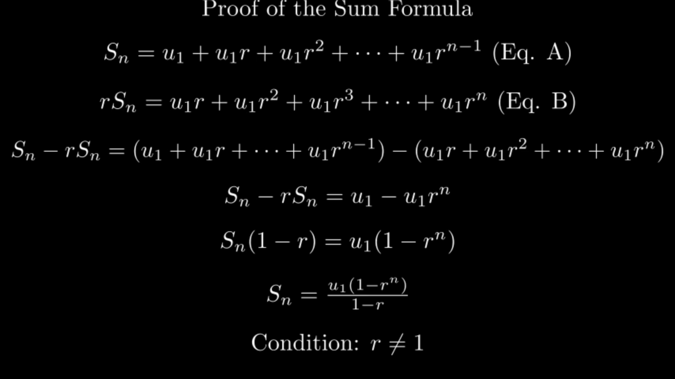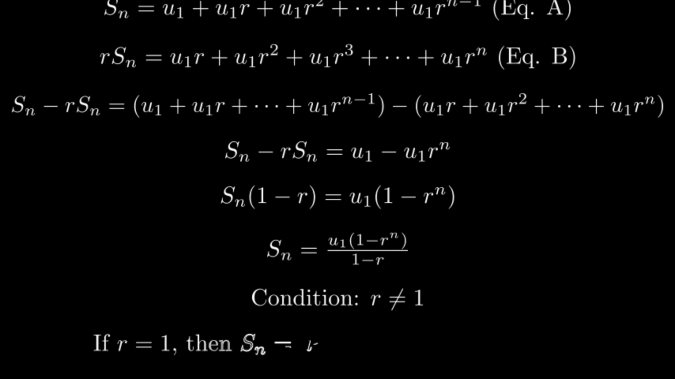If we add n of these terms together, the sum is simply n times u sub 1. It's a much simpler case. You might also see the sum formula written in a slightly different way.